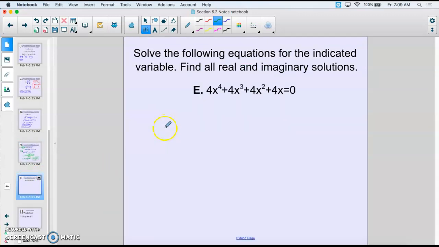All right, the last problem here. I'm guessing there's going to be an imaginary solution here because we haven't had one all lesson. My first step is that I can take out, oh, let's group. There's four terms. Let's group it.